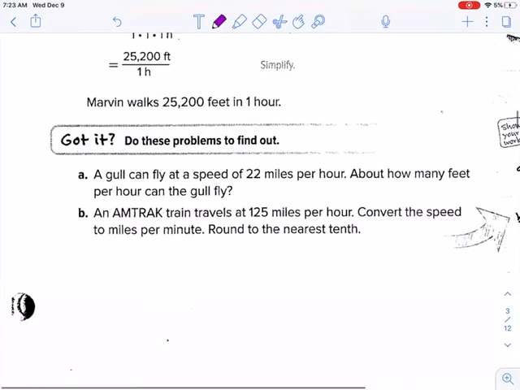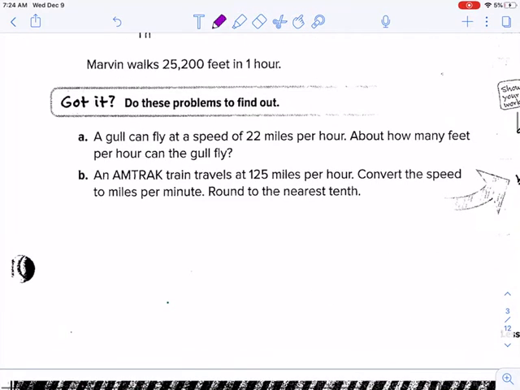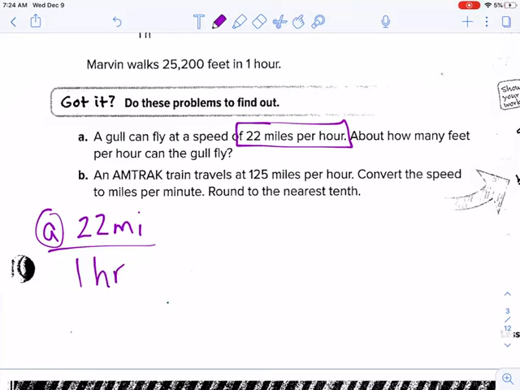All right, let's look at the bottom, and this is page 27. Let's look at the bottom, letter A. You have a seagull, and it can fly at a speed of 22 miles per hour. That's our starting point. So 22 miles in 1 hour. And it wants us to convert to feet per hour. So I'm going to leave some space, and I'm going to put feet an hour. So notice hours aren't changing, but the miles to feet are. So we need the conversion for miles and feet.